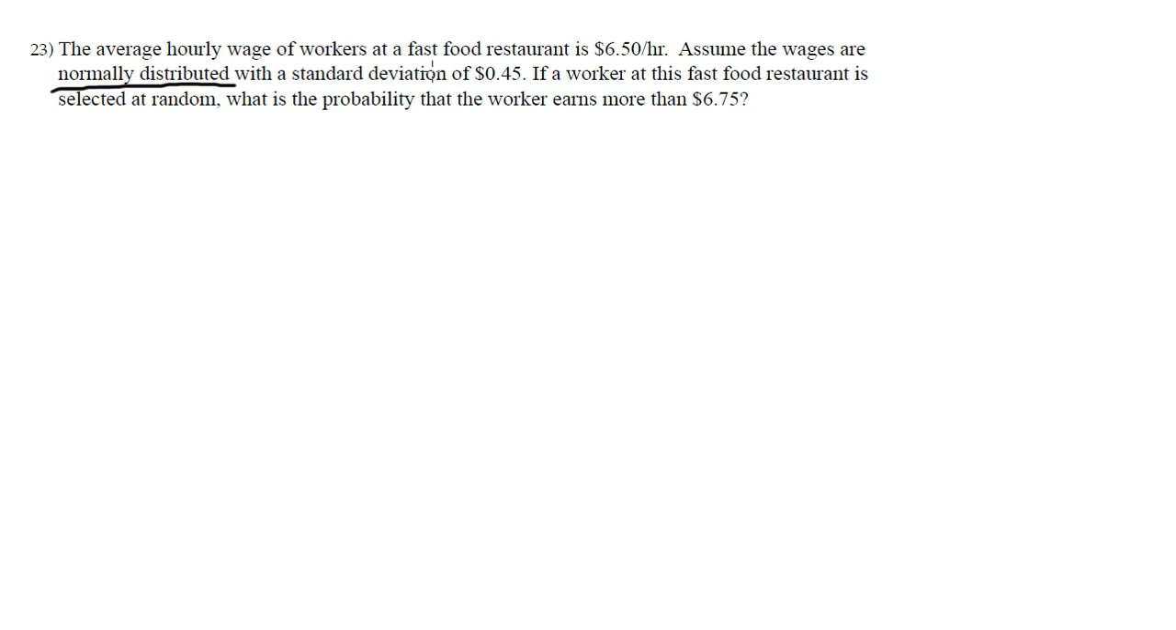Assume the wages are normally distributed with a standard deviation of 45 cents. If a worker at this fast food restaurant is selected at random, what is the probability that the worker earns more than $6.75? So the average hourly wage is $6.50 per hour, and the standard deviation is 45 cents. What we're asking is the probability that some worker earns more than $6.75. What's that probability?